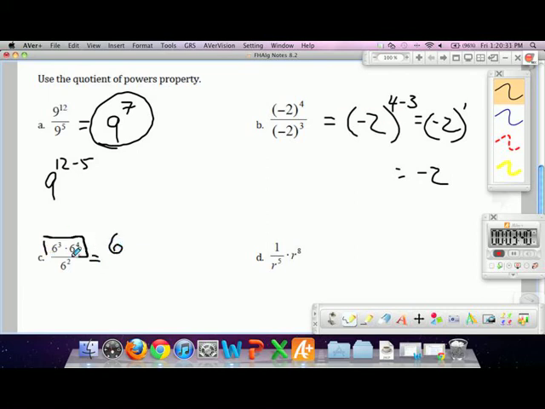So 6 to the 3rd times 6 to the 4th. Multiply the base, add the exponents. Oh wait, you're supposed to add. And then you subtract 7 minus 2. Yeah.